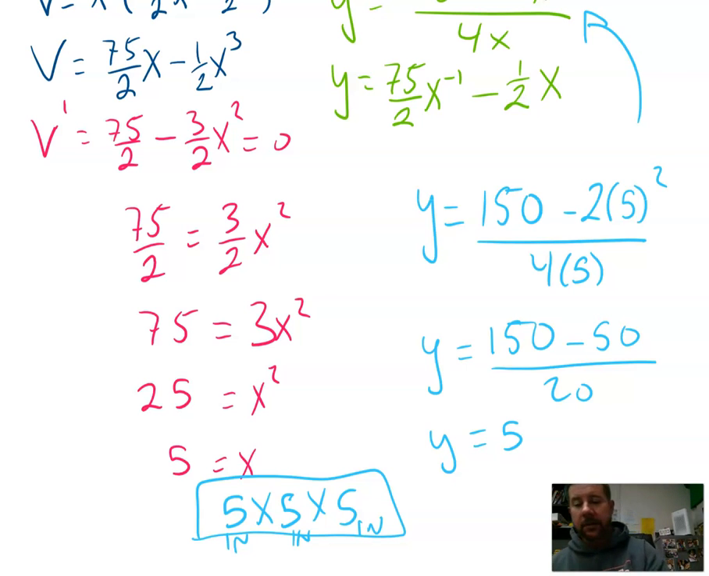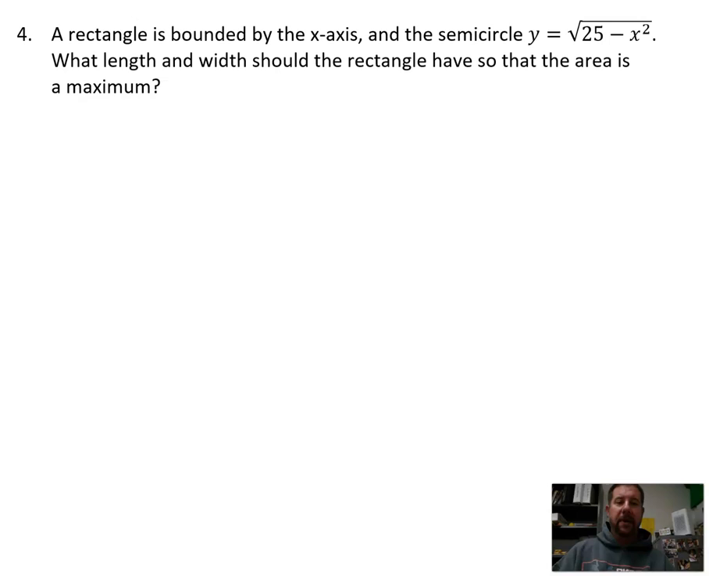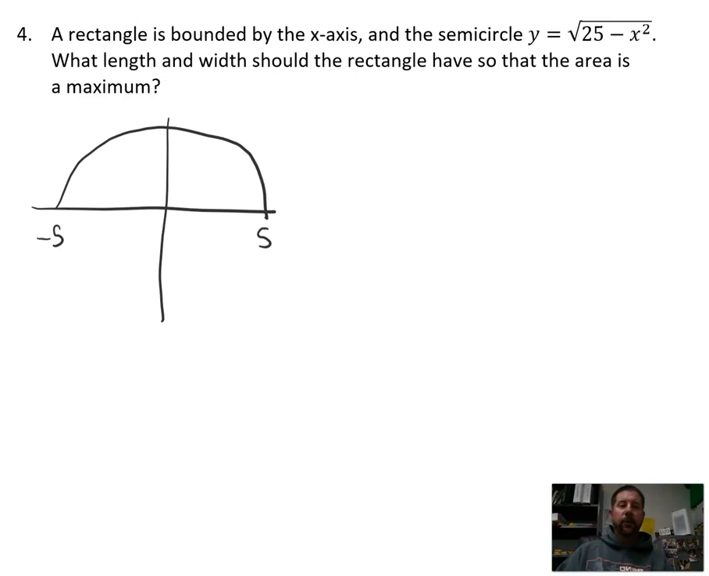Okay, one last one. A rectangle is bounded by the x-axis and the semicircle y equals the square root of 25 minus x squared. What length and width should the rectangle have so the area is a maximum? All right, step 1. Draw a picture. Through the problem and through the equation given, you should know that, again, the top part is a semicircle with a radius of 5, right? And on the inside, we're inscribing a rectangle, kind of like that.